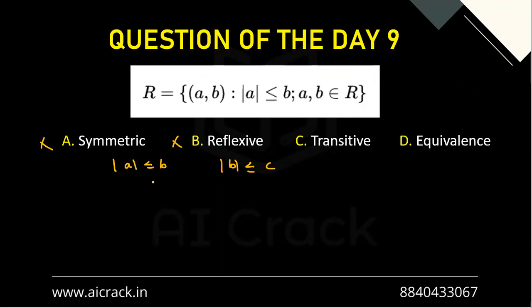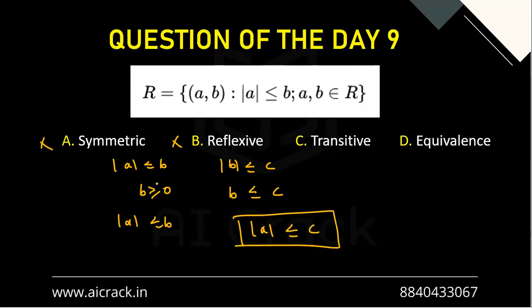Now we can clearly establish that b is greater than or equal to 0 because this is a positive value, right? So we can clearly say that b is greater than or equal to 0. Now if this is the case, we can write |b| as simply b. So |b| is less than or equal to c. So basically c is even bigger than b. If |a| is less than or equal to b and b is less than or equal to c, that clearly means |a| is less than or equal to c, right?